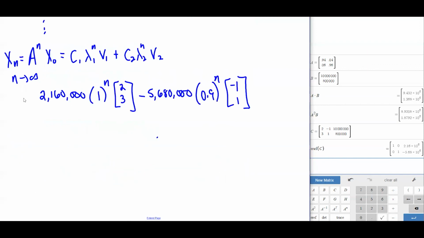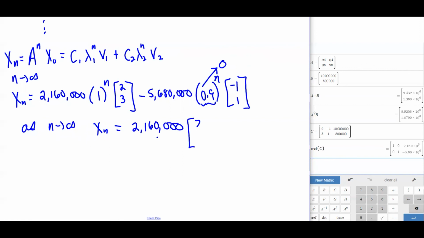So what's going to happen to this thing as n goes to infinity? Well, if a number is between 0 and 1, like this guy is, and n goes to infinity, this is going to go to 0. So this whole thing is going to drop out. As n goes to infinity, 1 to the n is just going to be 1. So this guy is going to balance out. It's going to reach an equilibrium where our populations are going to equal this.